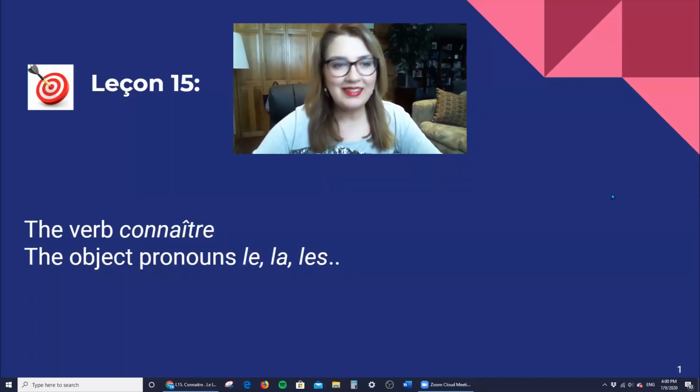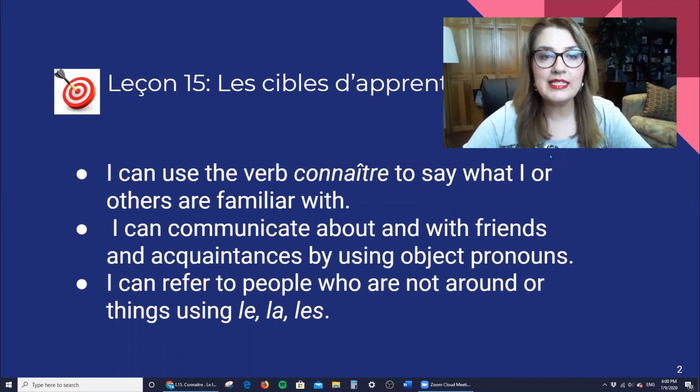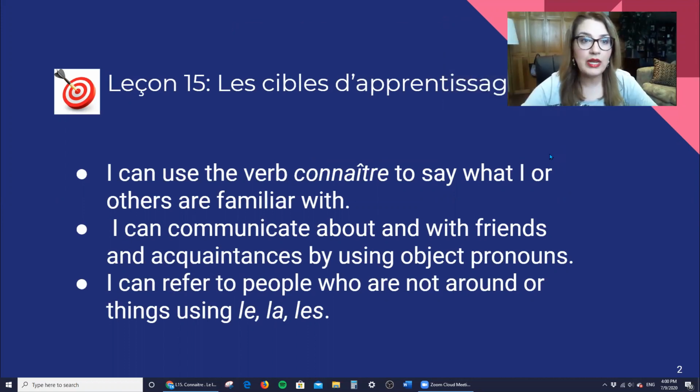Bonjour Français 3. Aujourd'hui, on va étudier la leçon 15 where we will learn le verbe connaître and the object pronouns, les pronoms objets, le, la and les. Here are the learning targets. Voici les cibles d'apprentissage de la leçon 15.